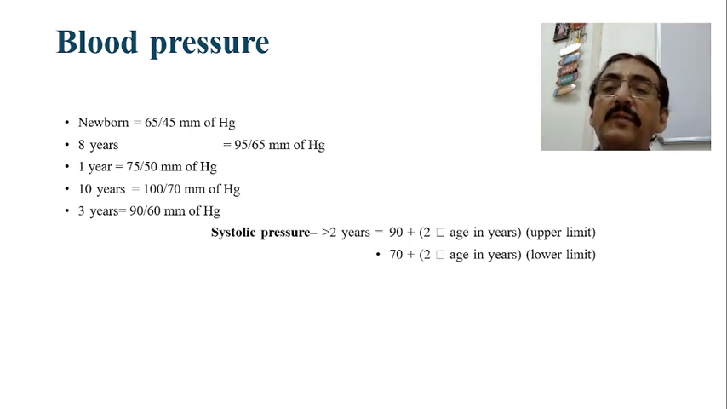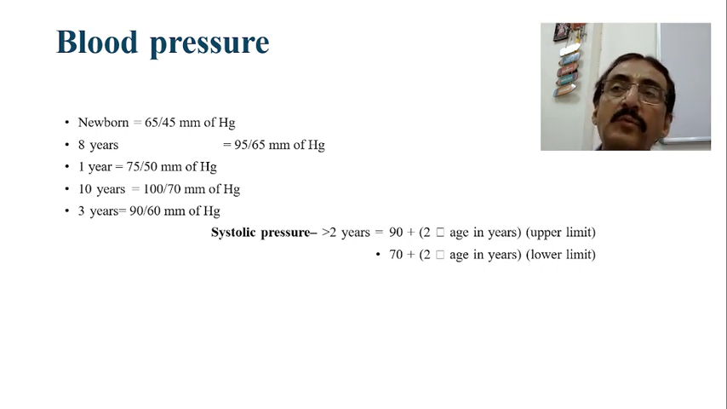Newborn is having 65 by 45 mm of Hg, and by 1 year it becomes 75 by 50. By 3 years it will be 90 by 60, by 8 years it will be 95 by 65, and by 10 years it will be 100 by 70. So almost after 10 or 12 years the blood pressure reaches the normal adult level, just like the heart rate.